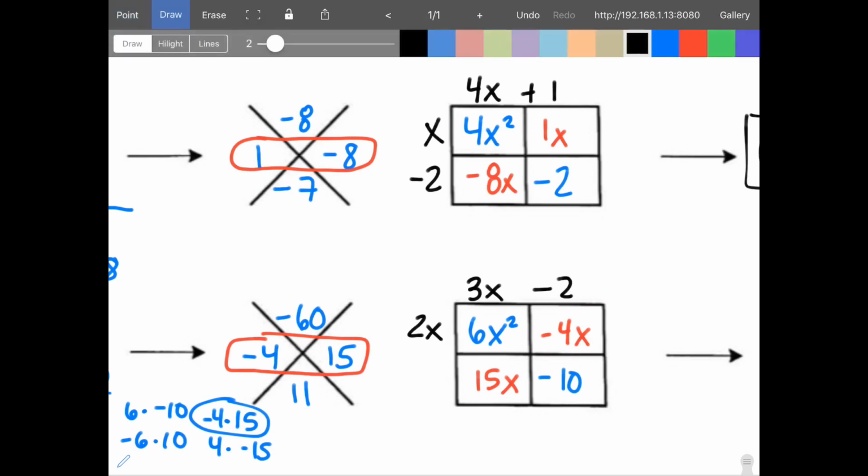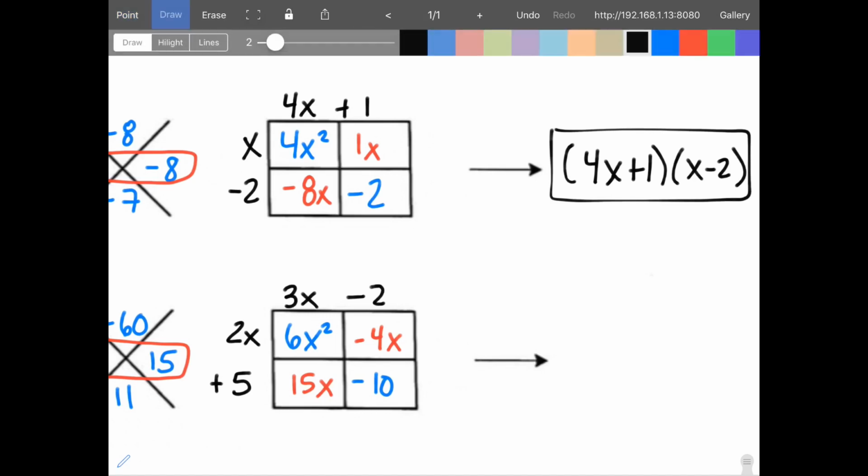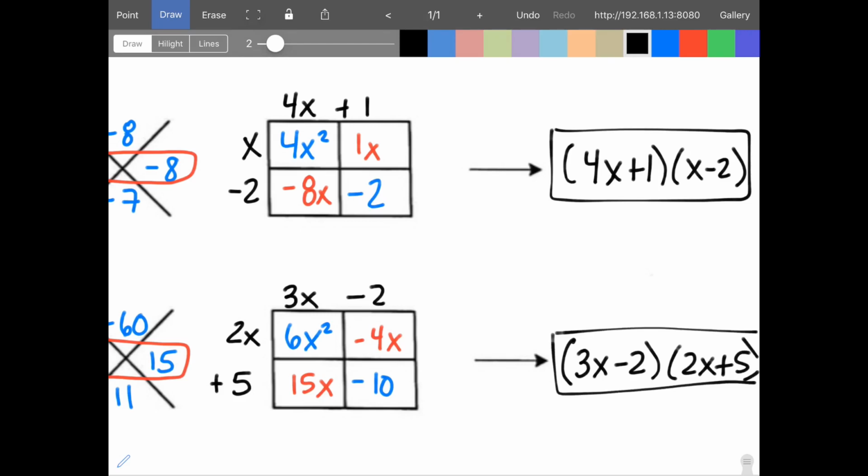And then last piece, we have a positive 5, which makes sense again because 5 times 3x is 15x, and 5 times negative 2 is negative 10. So you see how each of those boxes, we have to find the same area for each of the boxes. The area has to match, or you did something wrong. So it's a good way to do a quick check that way. And that's it.